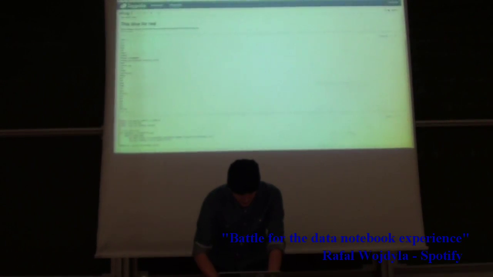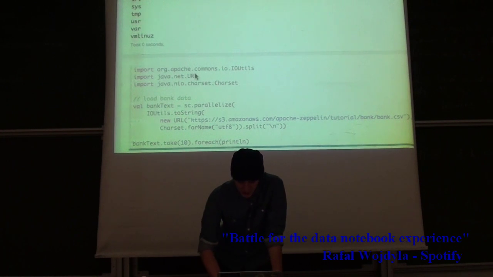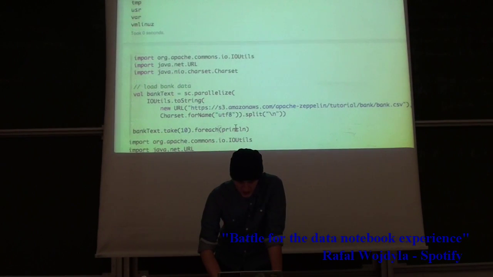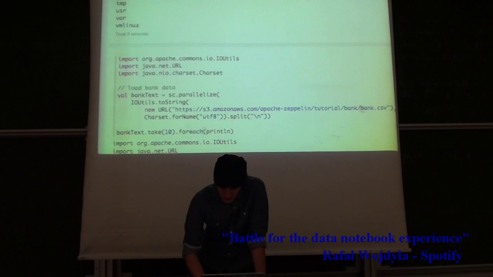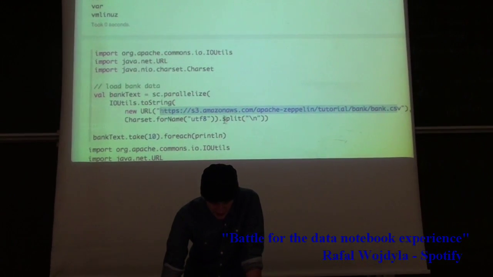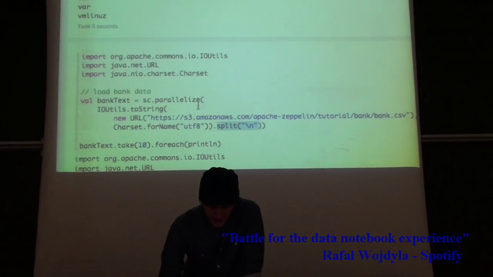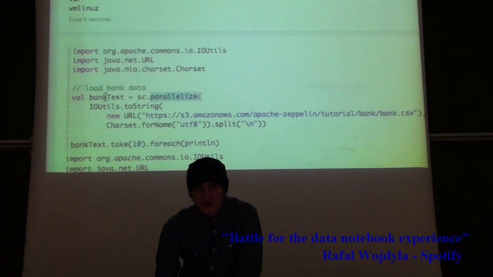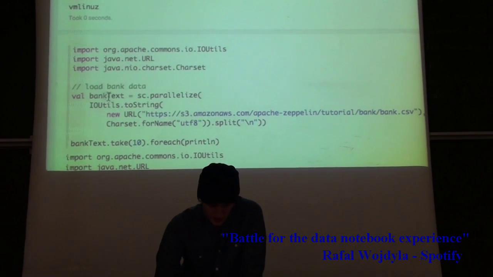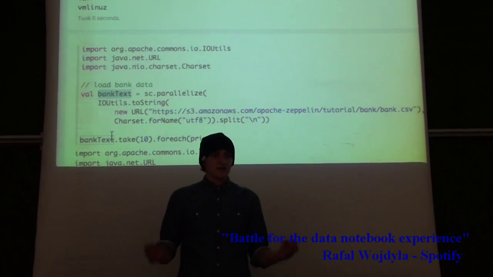In this case, we're doing some kind of import of some classes that we need. And then we're going to get that comma-separated value file. We're going to split it. We're going to put it into a string, split it by new line, and parallelize it, meaning we're going to get an RDD over here, right? So bankText is an RDD. Then, okay, so I have my data locally.